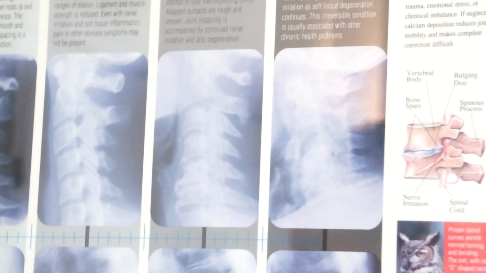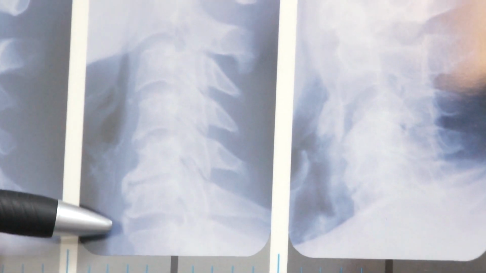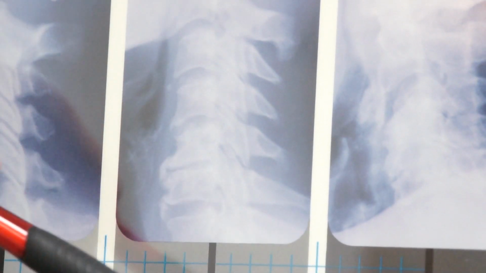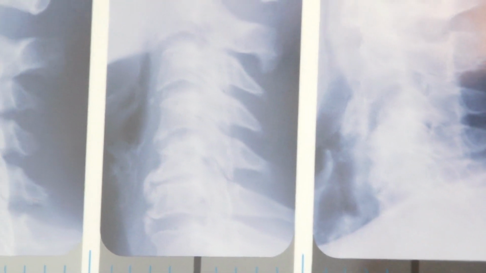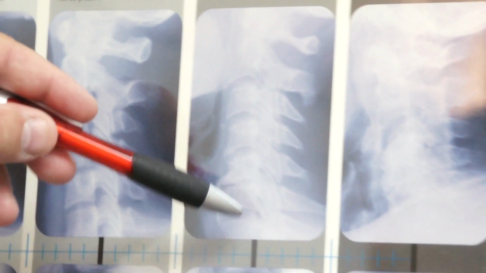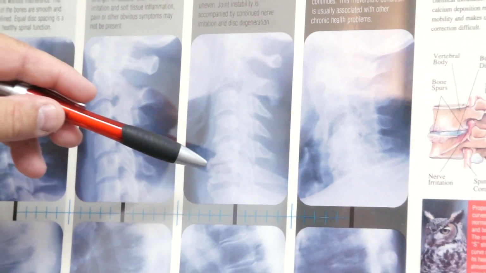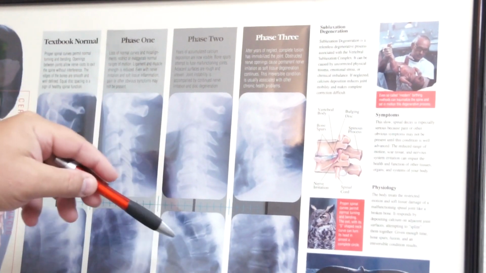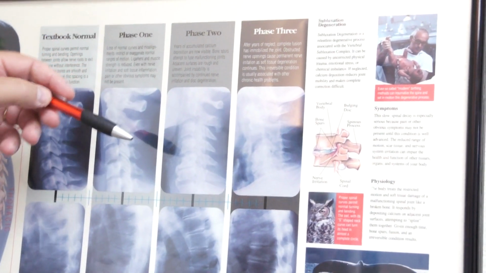You can see the narrowing of the joint space right there. This space is pretty good, but we're starting to get bone spurs right here and right here. This is very common, and it's totally preventable. If you get treatment at this phase, in phase 1, we can get you back to textbook normal. If you're in this phase, we can still restore the curve, stop this process from continuing, alleviate a lot of your pain, and restore the curve so that these other discs don't become involved and degenerative as well.